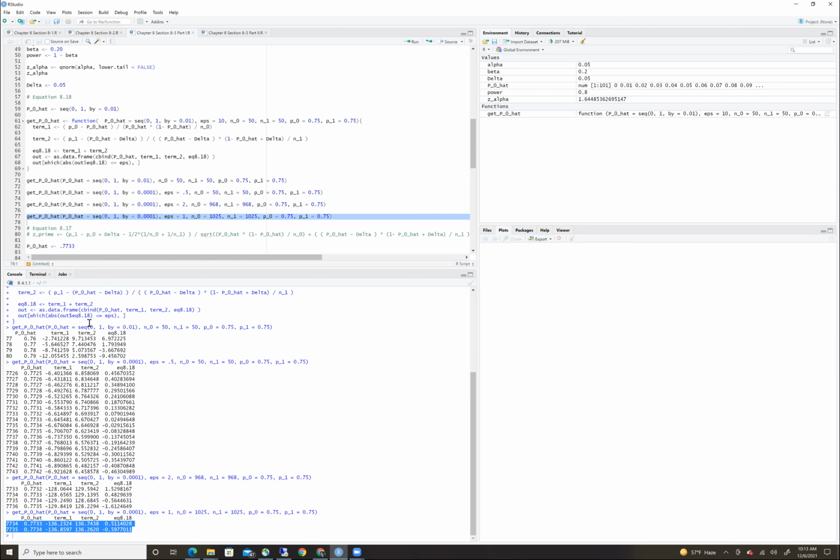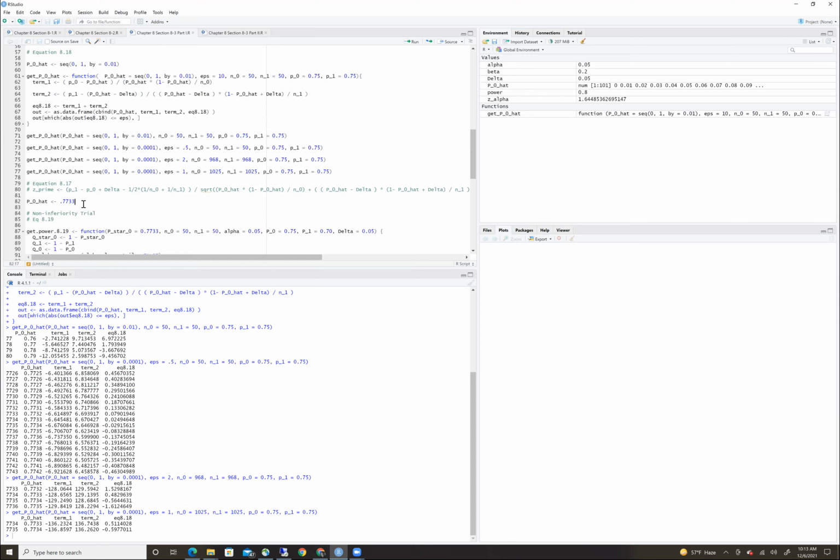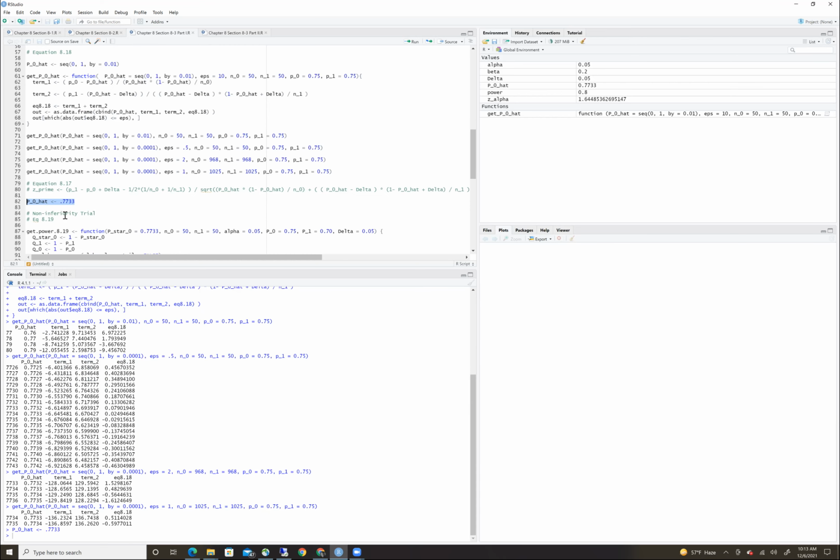That's a good thing. Okay, so for equation 8.17, that equation actually depends on the value of P0 hat. So we're going to use our value of P0 hat, and if we wanted to, then we could use the test statistic given in 8.17 to carry out the hypothesis test. But essentially, first, you have to solve equation 8.18 to figure out what P0 hat is, and then you could do the test based on 8.17.